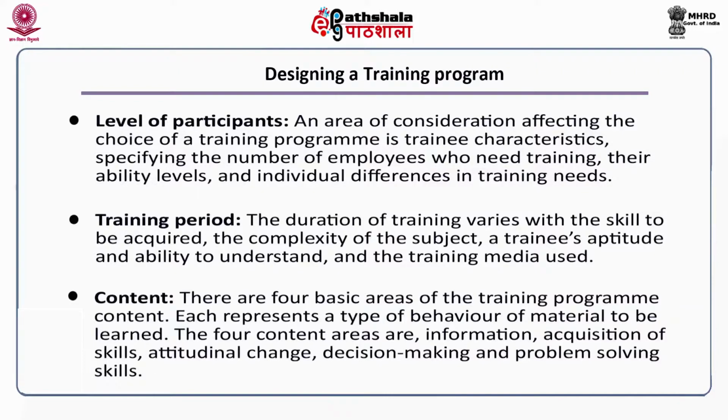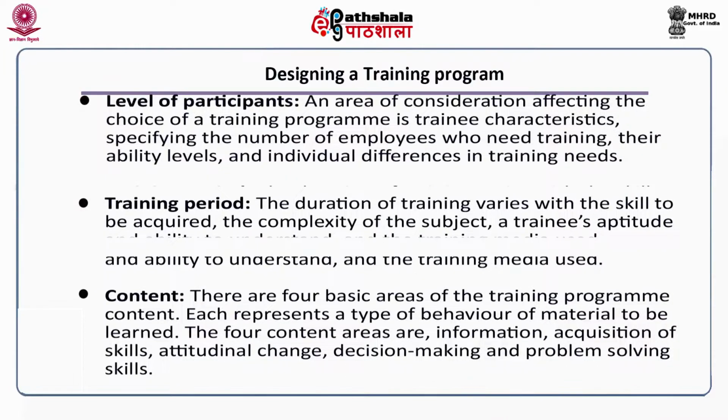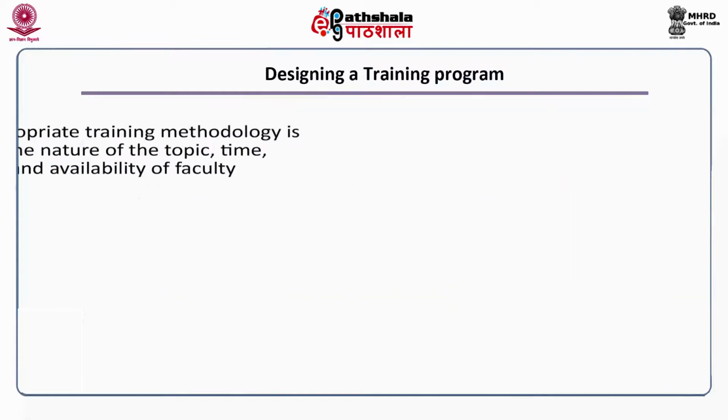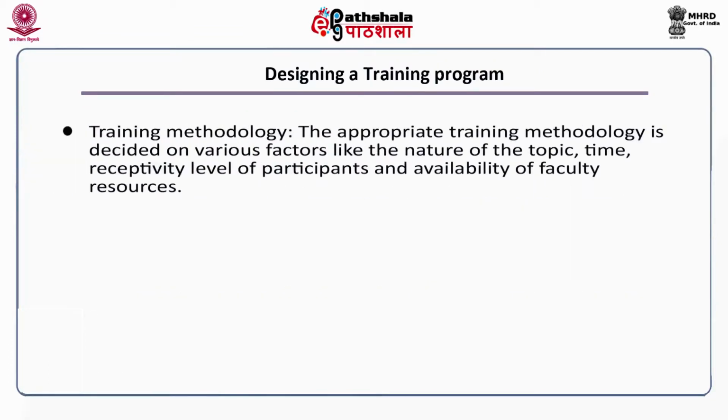The third is the content of the training program. There are four basic areas of the training program content. Each represents a type of behavior or material to be learned. The four content areas are information, acquisition of skill, attitudinal change, and decision making and problem solving skills. Designing a training program is continued.